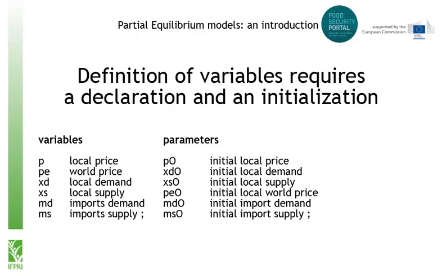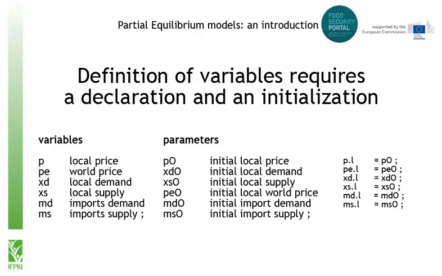Before that, you have to declare some parameters that I'm going to call P0, XD0, XS0, PE0, MD0, MS0. That is to say, the name of the variables followed by 0. And of course, every time you can add a text in order to understand what you are talking about. And once you have given a value to these parameters, to P0, XD0, XS0, PE0, and so on, you can initialize the variables.